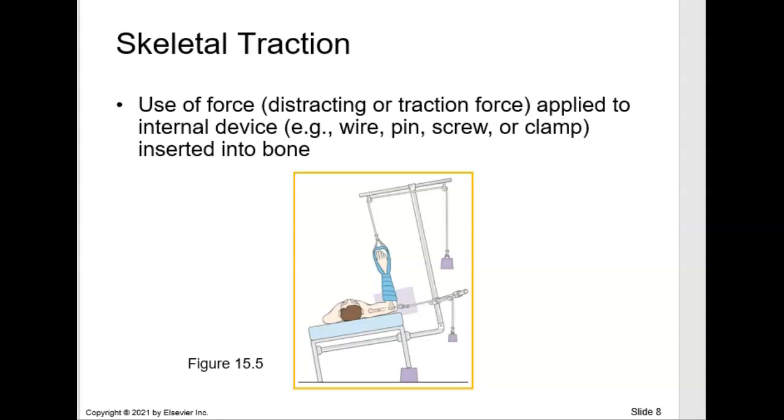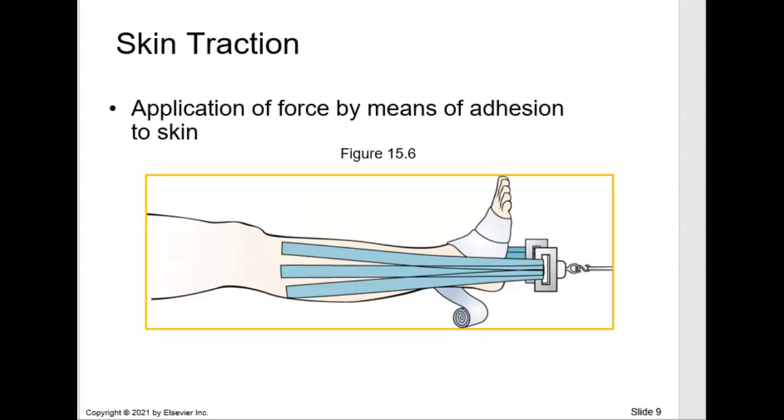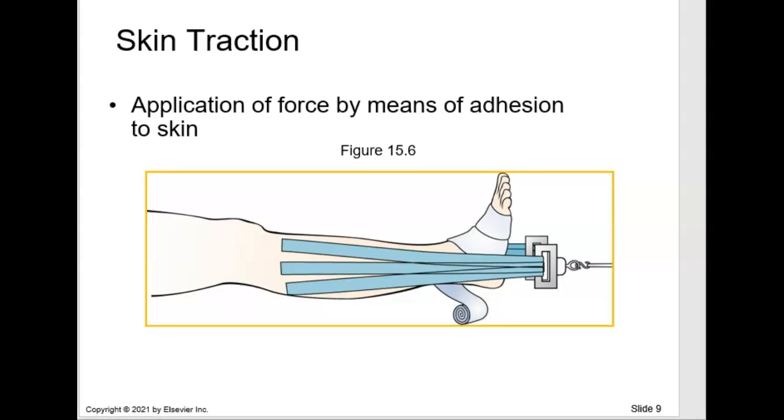Once again, you're going to see that they show you a picture here of the arm or elbow. You'll see this a lot in the hip too, especially with older people, because a lot of times they cannot go under anesthetic. Okay, skin traction, just the force by means of adhesion to skin.